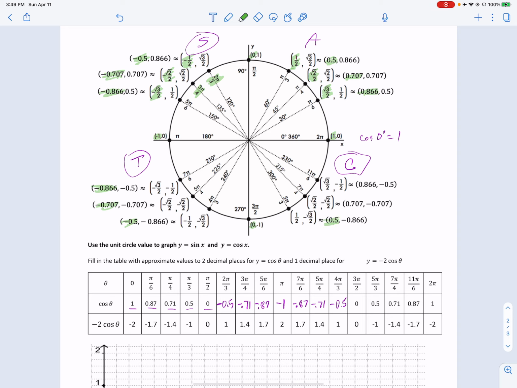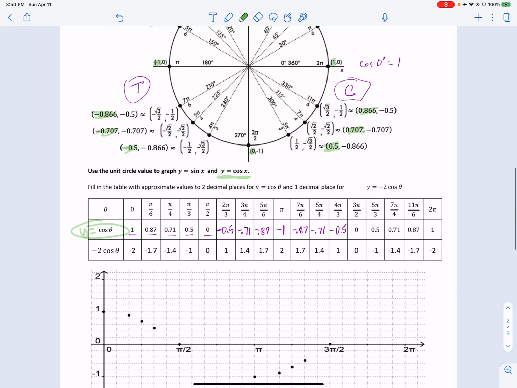So cosine of 5 pi thirds is 0.5. Cosine of 7 pi fourths, 0.71. Cosine of 11 pi 6, 0.866. And so those values are already filled in for you. So let's graph this y equals cosine of theta. So it's this y equals cosine of x.